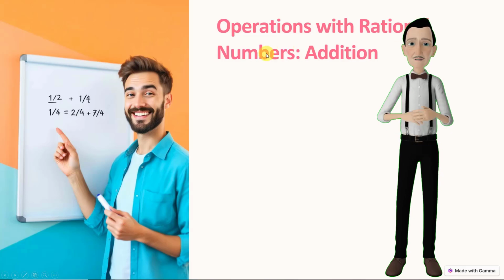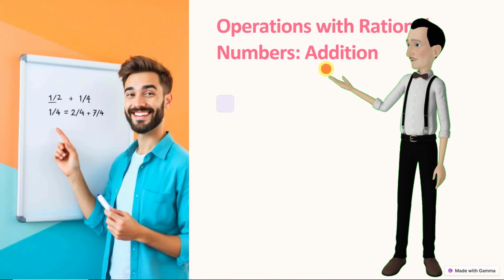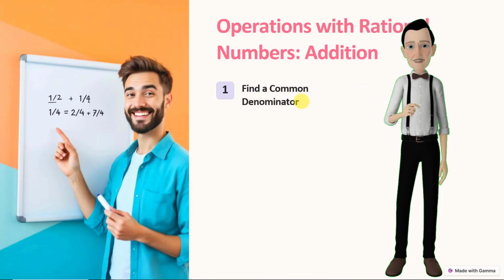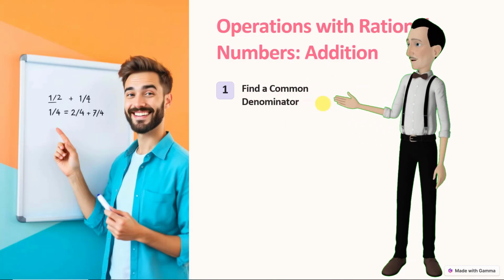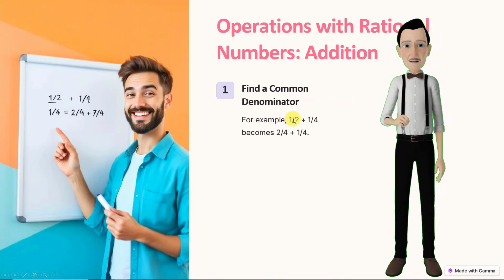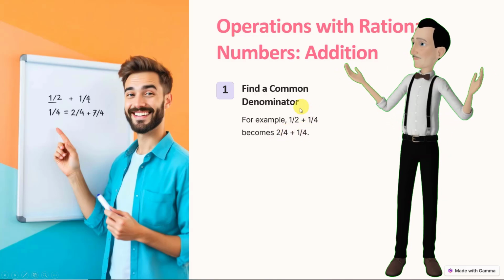The first one, of course, being addition, right? The first thing that we're going to be looking at is to find a common denominator. Guys, that is most probably the most important factor over here. For example, a half plus a quarter, your common denominator will be 4. And you always want the lowest common denominator between the two fractions, right?